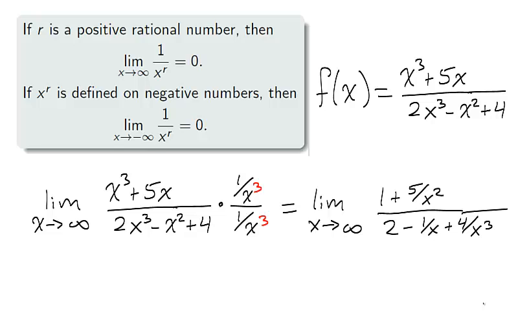We distribute 1 over x cubed throughout the numerator and the denominator, and the expression circled in red approaches 0 as x approaches infinity. Therefore, the limit of the rational function f is 1/2.